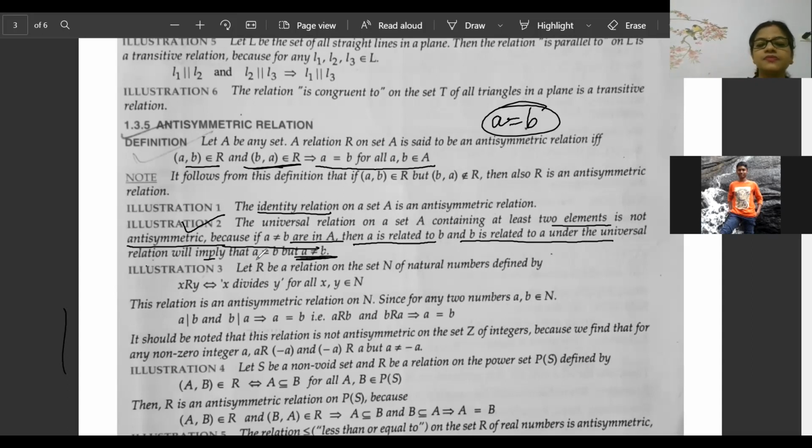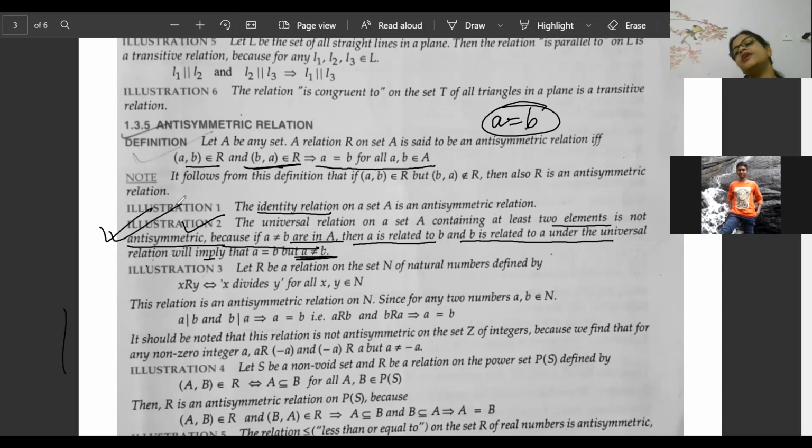So a universal relation on a set A containing at least two elements is not universal. For more than two elements, big sets, we can think about it. But for two elements, it is not universal. If it has at least two elements, it is not universal. Happy to know? Correct, you have given correct statements only.